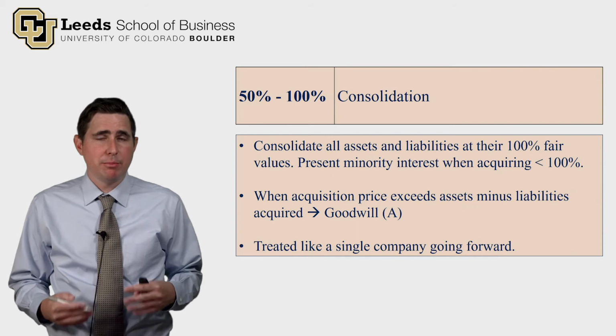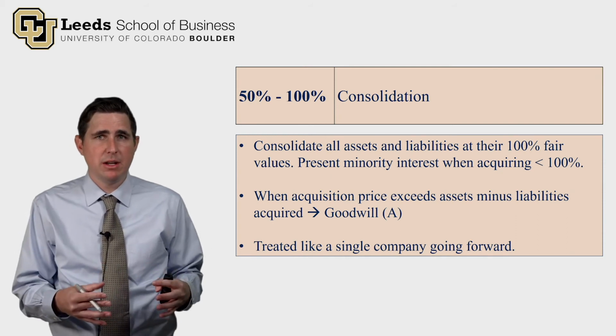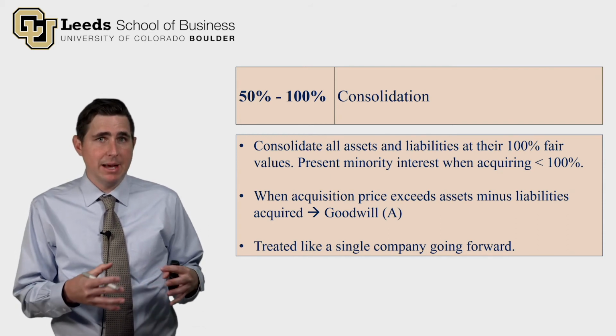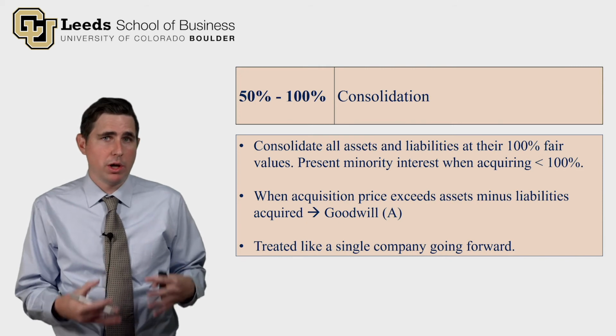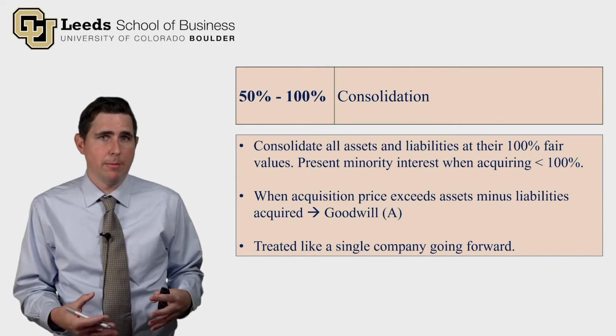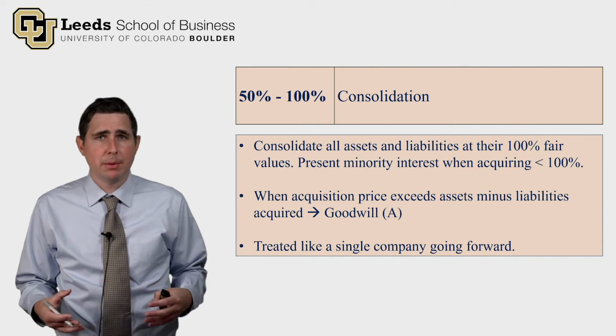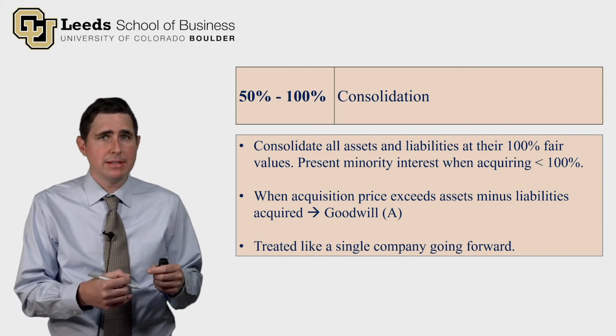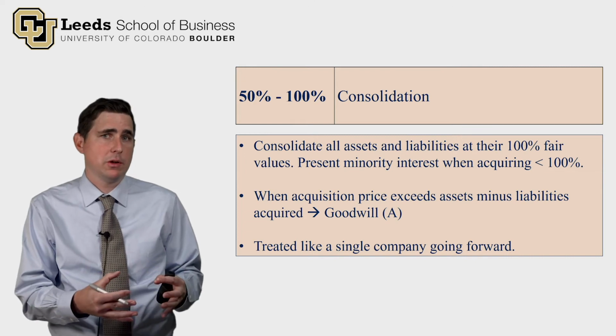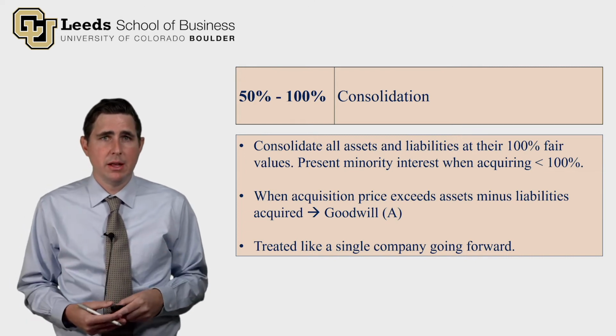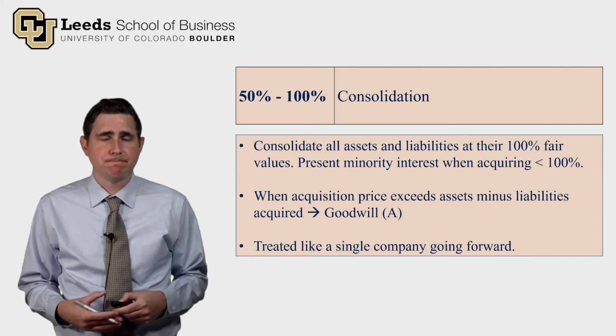When the acquisition price, so the price that we pay for this investment, exceeds the assets and liabilities we identify on their balance sheet, we're going to record goodwill, which is an asset on our balance sheet. And going forward, we're just going to be treated as a single company. So whenever the company we invested in has revenue and expenses, those are going to be our revenue and expenses. They'll just be recorded on our income statement.